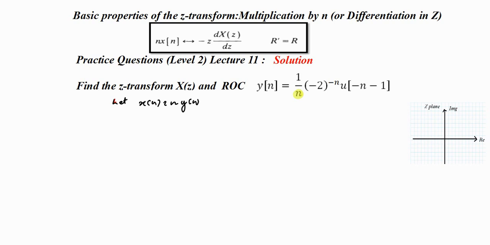Okay, assume that there is a new signal x of n, which is equal to n into y of n. You will get the new signal like this: minus 2 the whole raised to minus n into u of minus n minus 1. Here also this is not in the standard form, so I will rewrite this particular portion, which is actually 1 by minus 2 the whole raised to n, u of minus n minus 1. Now you will get this as a standard form.